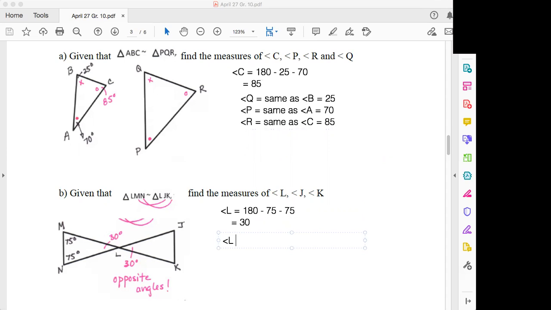So our angle L is going to be the same as our angle L, which is 30 degrees. Our angle M is going to be the same as our angle K. Remember opposites. Oh, sorry. Angle K is going to be the same as M, which is going to be 75. And then our angle J is going to be the same as our angle N, which is also 75.